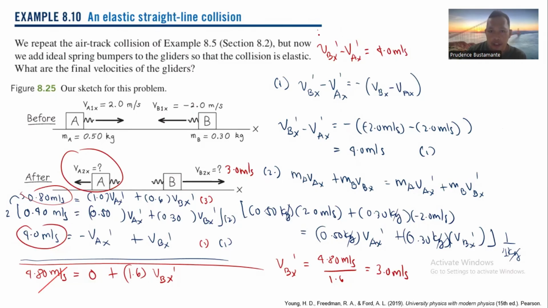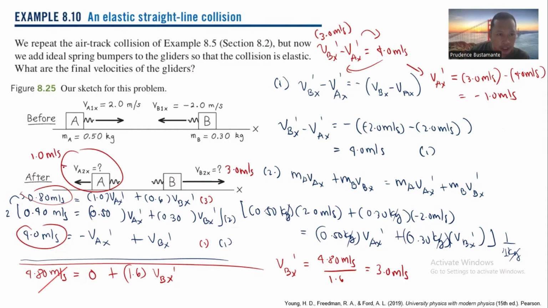So since this is equal to 3.0 meters per second, it follows that from here, VAX prime, transpose it from here, and this one transposed to the other side, we have 3.0 meters per second minus 4.0 meters per second is equal to negative 1.0 meters per second. Okay, so this is 1.0 meters per second.